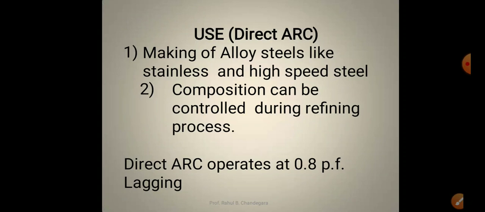Making of alloy steel like stainless steel and high speed steel is an application of direct arc heating. Composition can be controlled during refining processes. Direct arc furnaces operate at 0.8 power factor lagging.